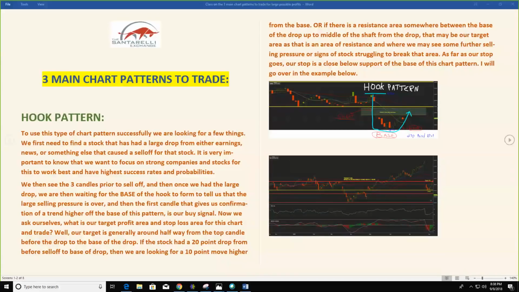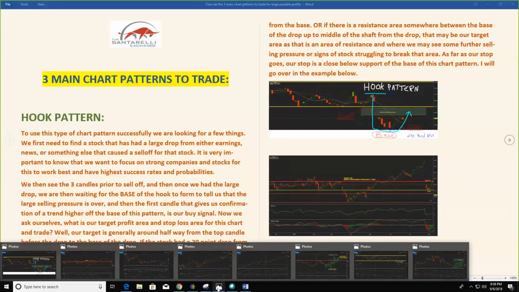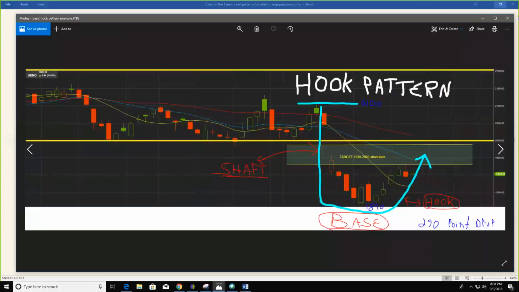Alrighty, so to get started, guys, the three main types of chart patterns to trade, there's three. It's a hook pattern, breakout momentum, and range bound, or a stock that's trading within a channel. So first off here, we're going to look at the hook pattern. Okay, let me bring up a larger picture, and we could go over this.